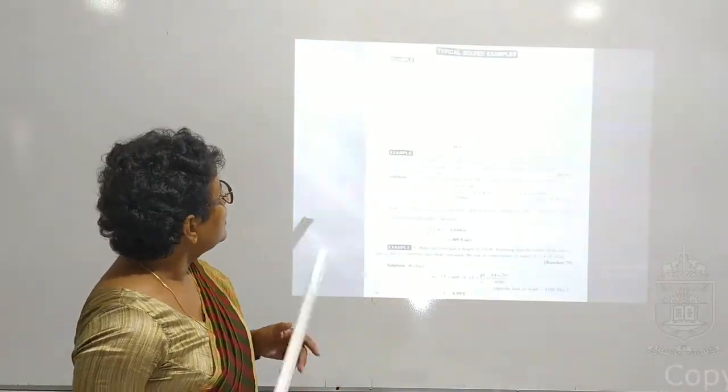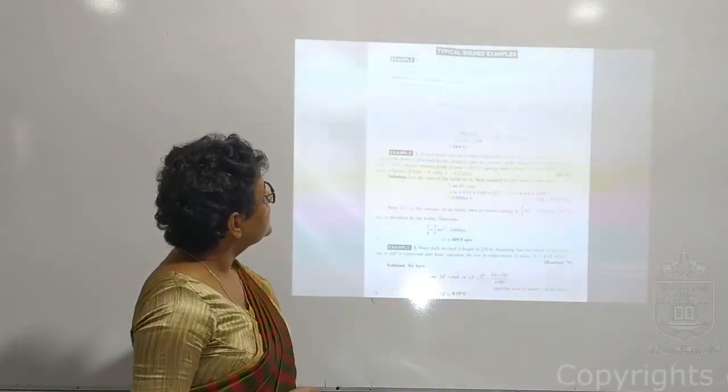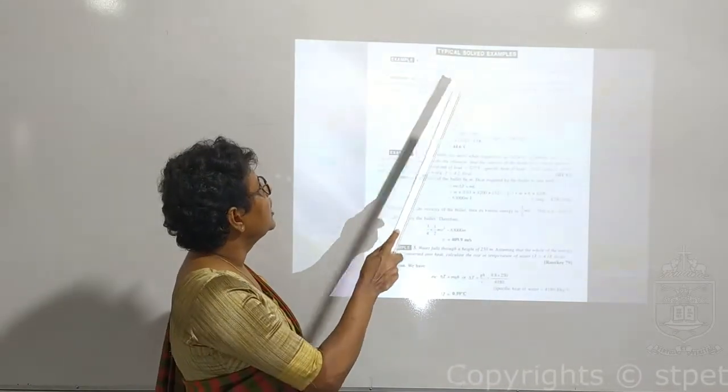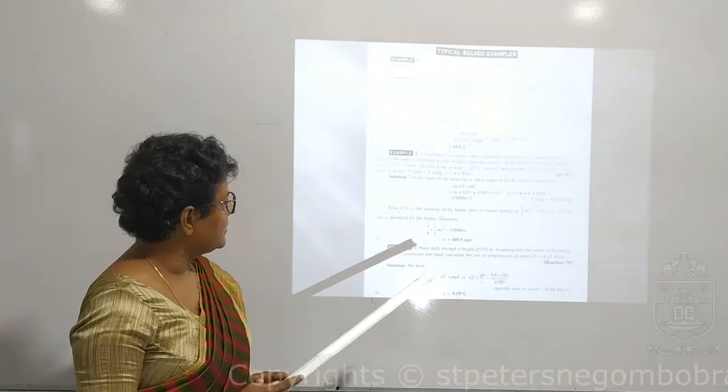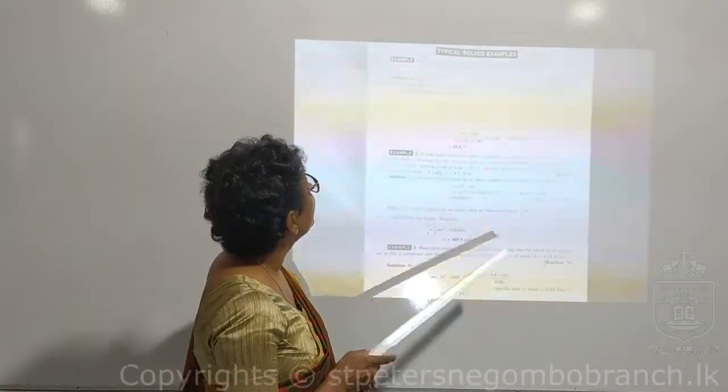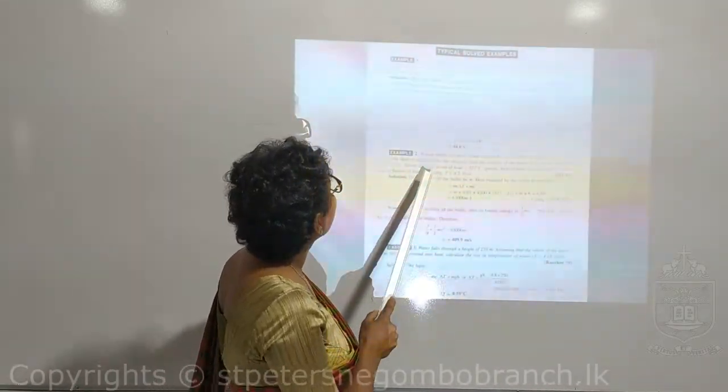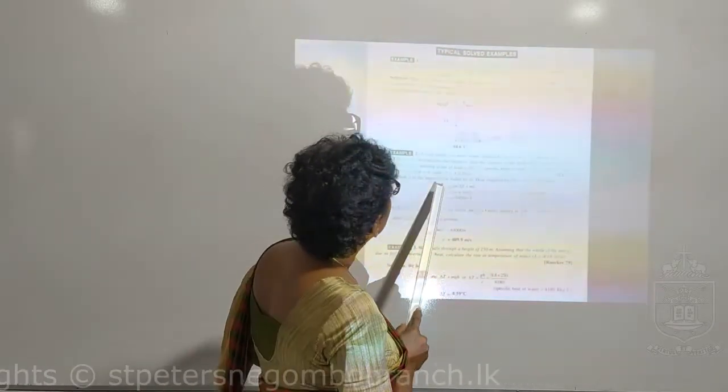Now, this problem, you all can do, because it's a little blurred and I cannot read it. Here, see the second one, the lead bullet.